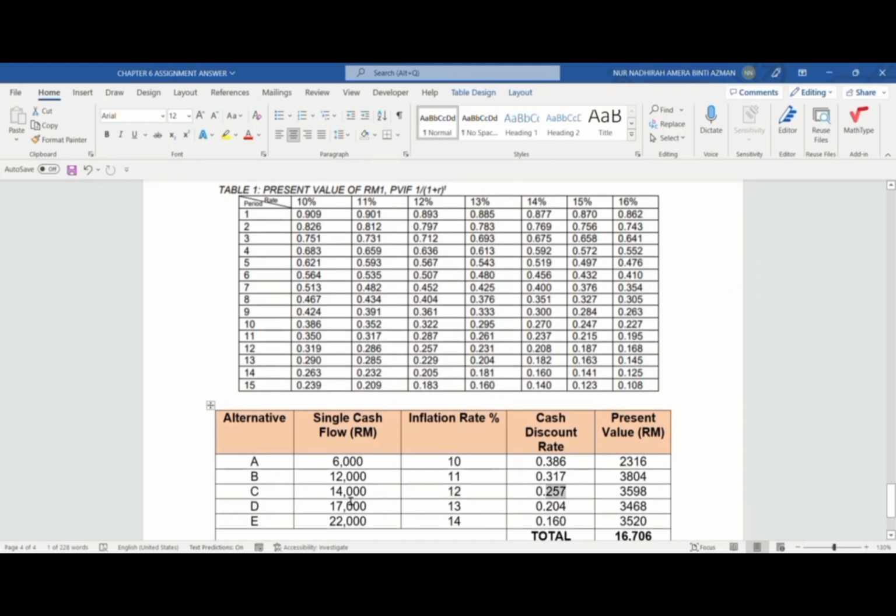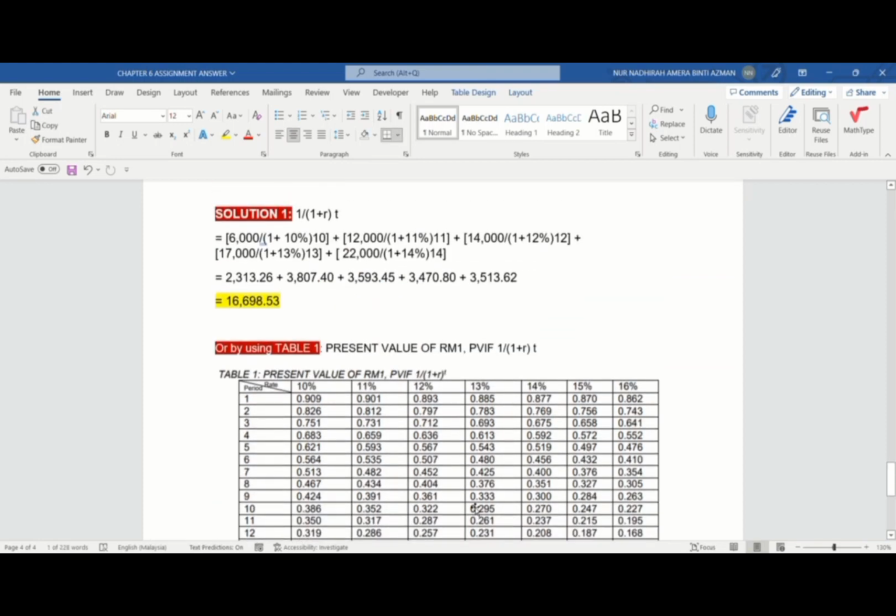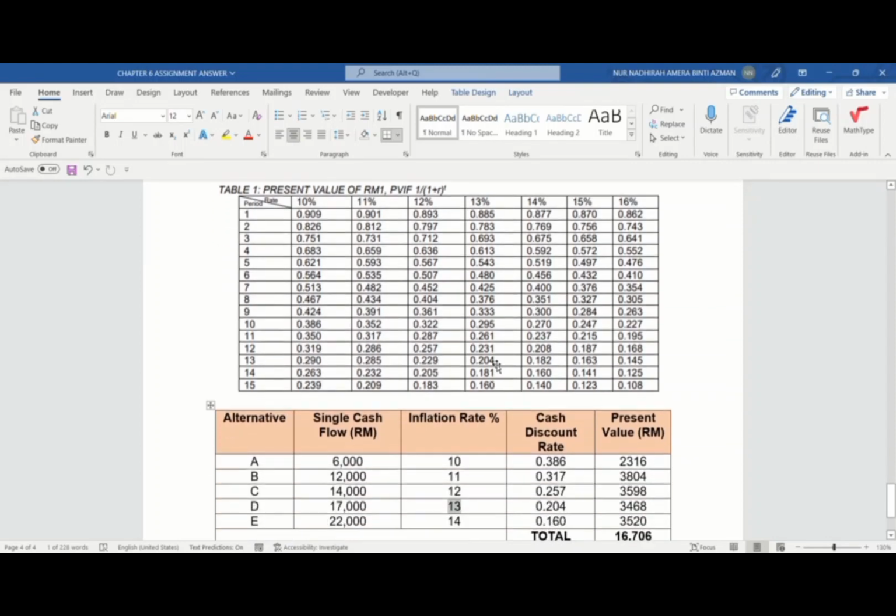Therefore, 14,000 times 0.257, you will get 3,598 ringgit. For alternative D, 17,000, the interest rate is 13% and the discounted period is 13 also. Therefore, you look at the table for 13% and the discounted period, which will be 0.204, and the present value is 3,468 ringgit. And for the last one, the single cash flow is 22,000. The interest rate is 14%.